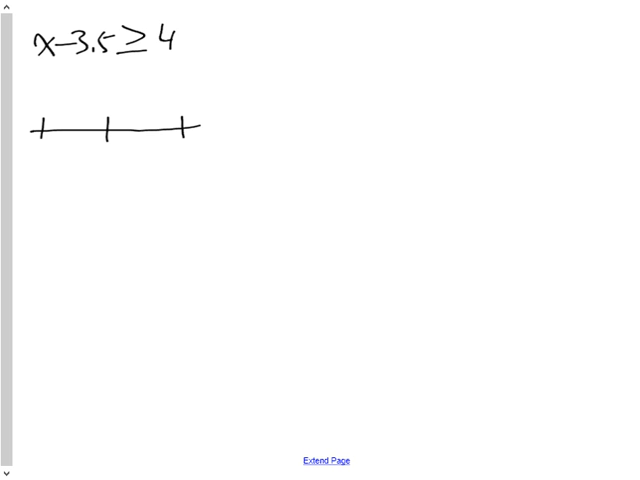Next question says x minus 3.5 has a value of or greater than or equal to 4. So the first thing I need to do is isolate my variable. So I'm going to add 3.5 to both sides. I'm going to get all values greater than or equal to 7.5. And once I have that, I'm going to place 7.5 here. And you could do either 7.6 or 8 or whatever you want to do. It doesn't really matter. But this is fine. Closed boundary point. And all values greater than or equal to 7.5 would be this way on my number line.